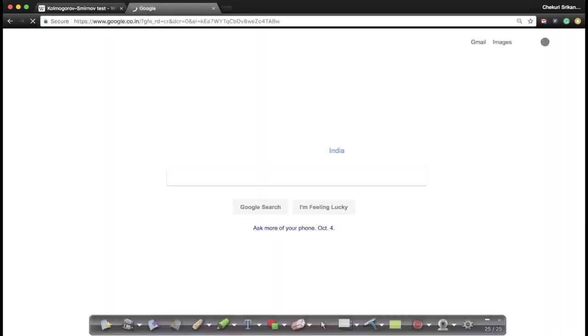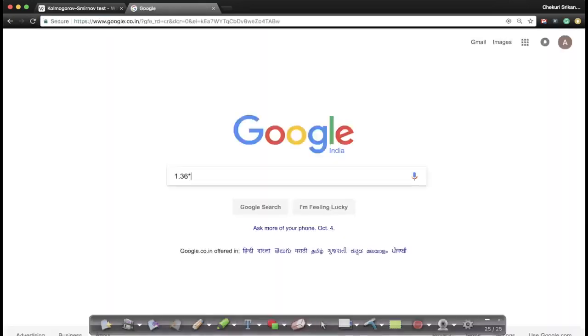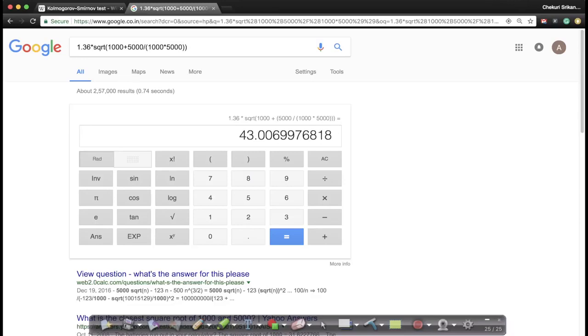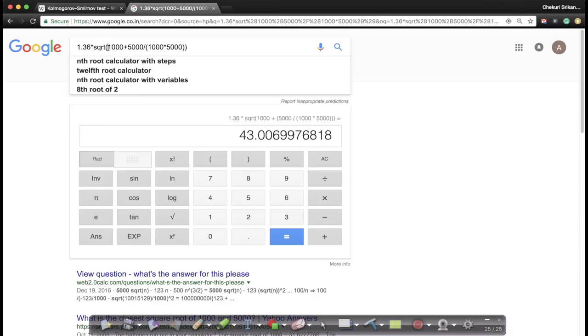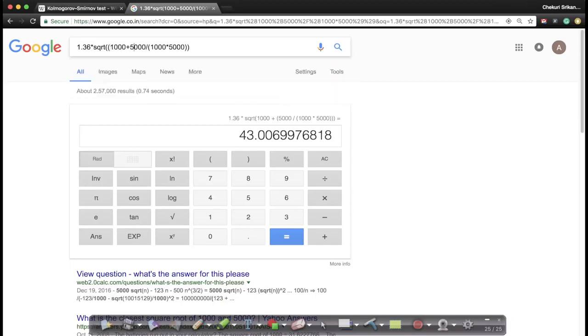So what I have is 1.36 times the square root of (n plus m) over (n times m), with n as 1,000 and m as 5,000. That is 5,000 plus 1,000 divided by 1,000 multiplied by 5,000. For those of you who didn't know that we could use Google as a calculator, this is super useful. Oh, did I screw it up somewhere? I think I should put this also in brackets. Okay, so now you get a value, right?